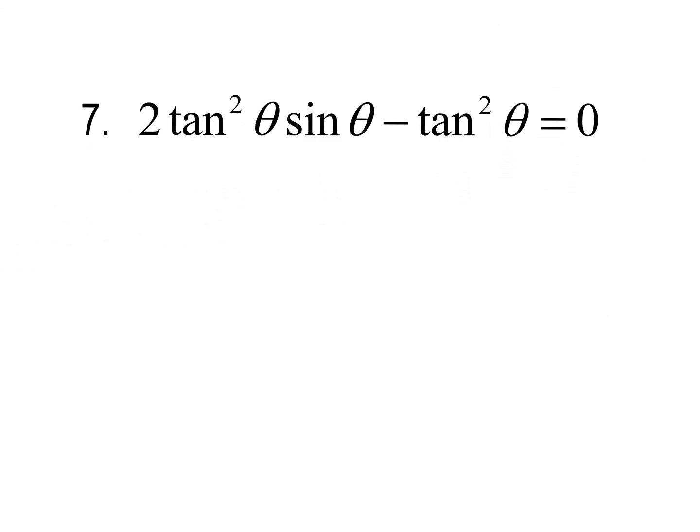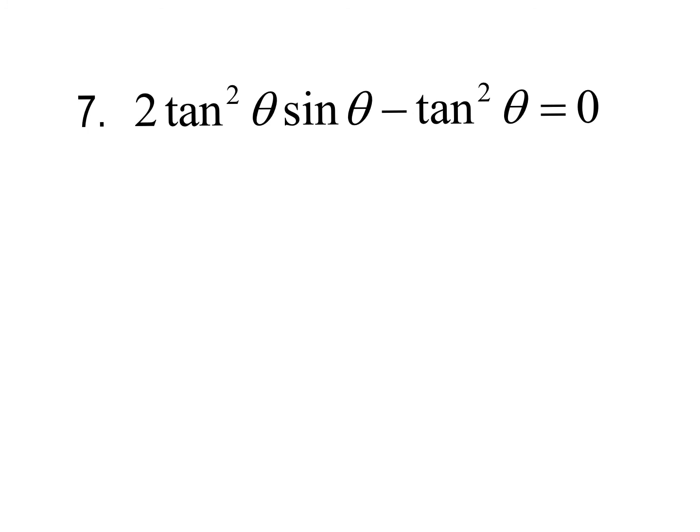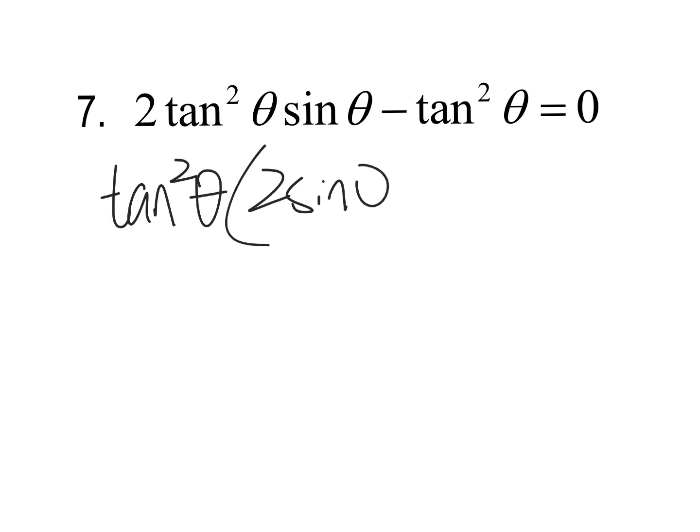So first thing I notice about number 7, again, remember your strategies for factoring. In this case, I have a tangent squared in each term of the equation. So what I'm going to do, I'm just going to try it. I'm going to try and factor out the tangent squared of theta. That's going to give me 2 sine theta minus 1 equals 0.